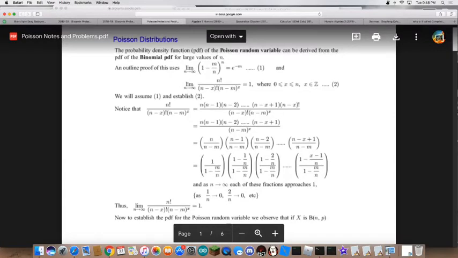Hello there. Just thought I'd try to explain where the Poisson distribution comes from. It's a probability distribution function. It has unique characteristics, and it has its origins actually in the binomial probability distribution function.